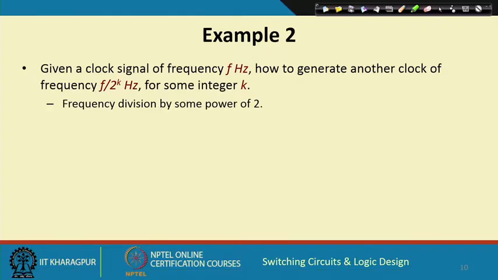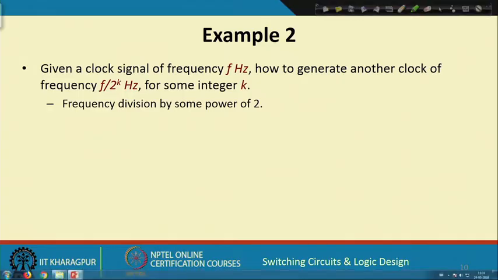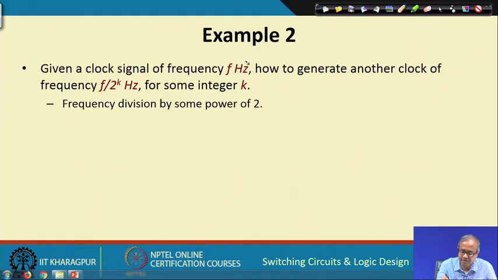Let us extend this example further. Here, again we are given a clock of frequency f. Again we are doing frequency division, but we are not dividing by 2, rather we are dividing it by some arbitrary power of 2, let us say 2 to the power k, where k is some integer, right. Let us take an example again. Let us assume k is 3, which means I am trying to divide a frequency by 8, 2 to the power 3 is 8.